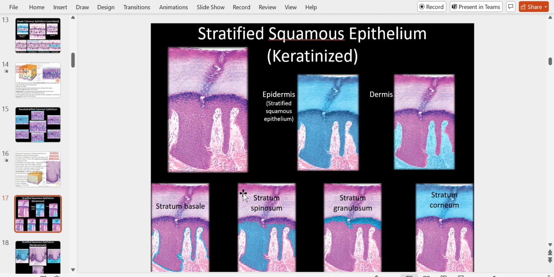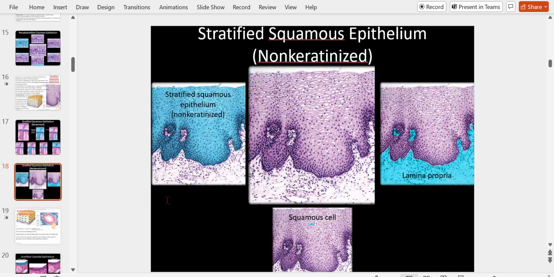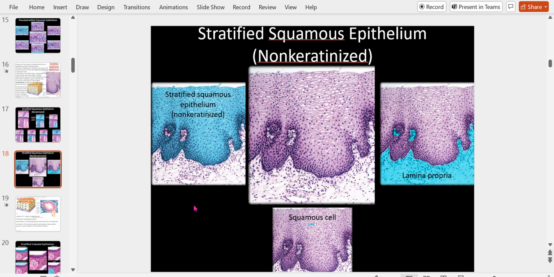And just showing you some stratified squamous epithelium right here. We show you there the epidermis and the dermis. We'll get into that heavier next week. I love all these: stratum corneum, granulosum, spinosum, stratum basale. We'll hit all those up next week. So here is non-keratinized stratified squamous epithelium.